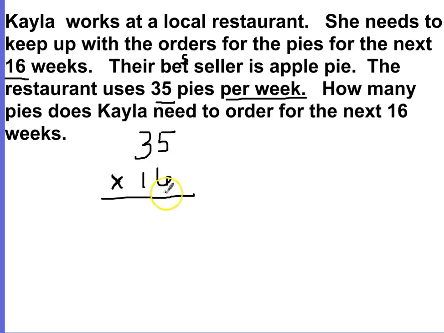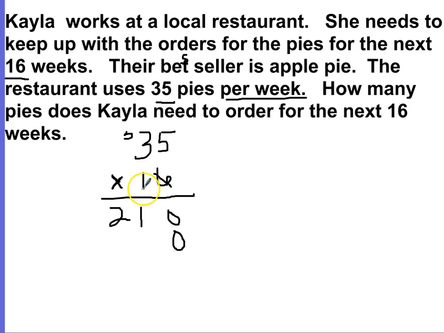Okay, so I'm going to have 5 times 6 is 30. I'm going to carry the 3. 3 times 6 is 18, and 3 is going to be 21. Okay, I'm done with the 6. So I'm going to put 0 here as a placeholder.